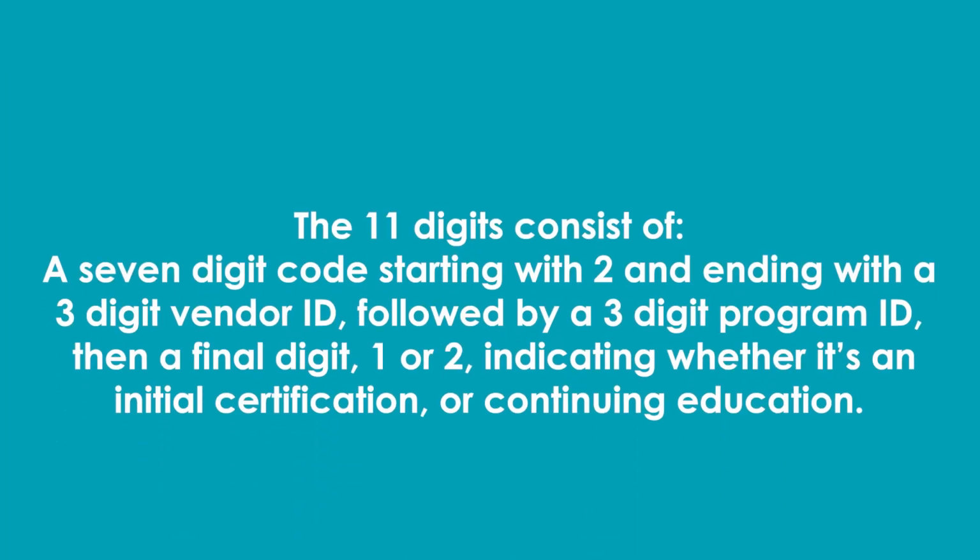The DSS vendor number has 11 digits: a 7-digit sequence starting with 2 and ending with a 3-digit vendor ID, followed by a 3-digit program ID, then a final digit, 1 or 2, indicating whether it's initial certification or continuing education. I know that sounds confusing, but we're going to make sense of it in a minute.